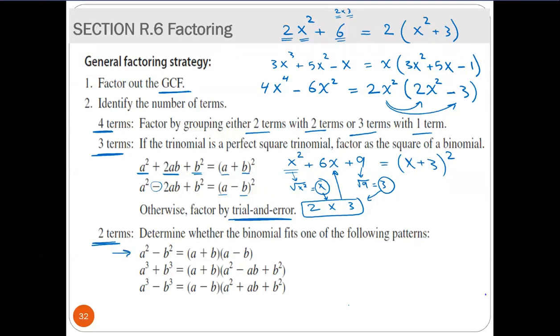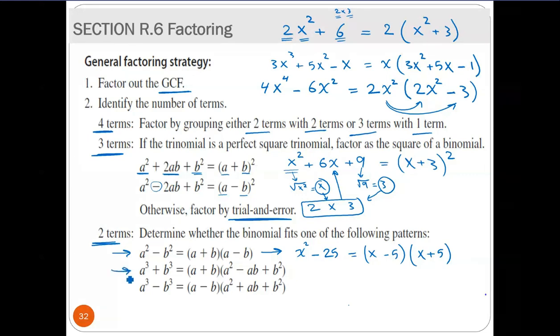If we have 2 terms, we have one of the 3 cases. Difference of squares. If we have a square minus b square, so put it (a plus b)(a minus b). Example about this: x squared minus 25 equals directly (x minus 5)(x plus 5), like this. This is the difference of squares.